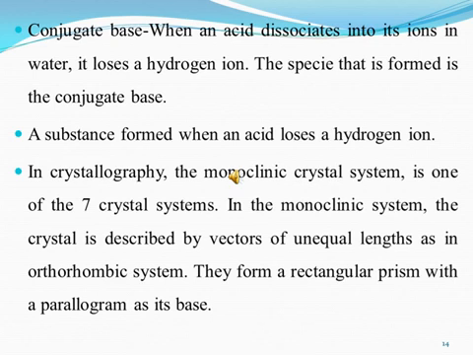In crystallography, the monoclinic crystal system is one of the 7 crystal systems. In the monoclinic system, the crystal is described by vectors of unequal length, as in the orthorhombic system. They form a rectangular prism with a parallelogram as its base.